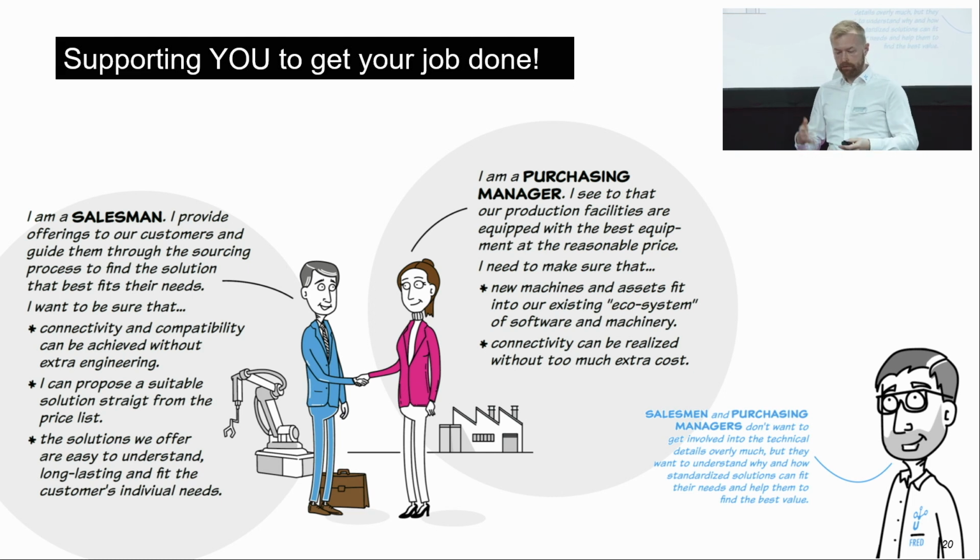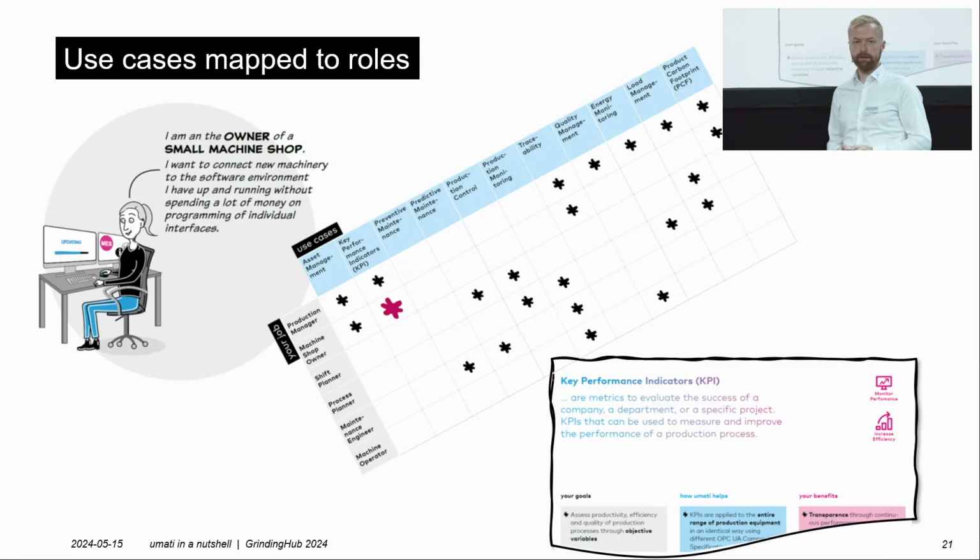To make Umati and OPC-UA easier to understand, we have prepared a little booklet, which you can get, for example, at our stand in hall 9, or you can download it online. It basically describes what benefits you get by using Umati depending on your role in the company. If you're a salesman, a purchasing manager, or an owner of a machine shop, we have this table where the benefits of Umati are visualized.